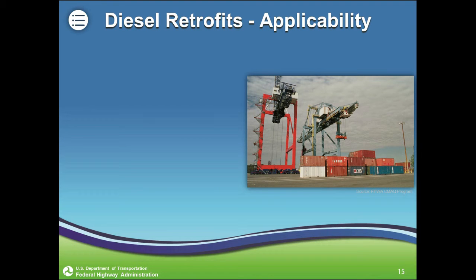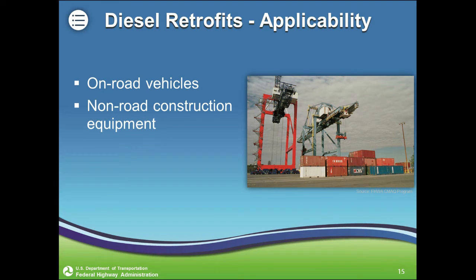Retrofit projects are applicable to on-road vehicles and non-road construction equipment. If the project is for non-road construction equipment, it is limited to those used on Title 23 projects located in PM or ozone non-attainment or maintenance areas. The replacement of either an engine or full vehicle should include verification that the replaced engine is no longer contributing emissions in the non-attainment or maintenance area.